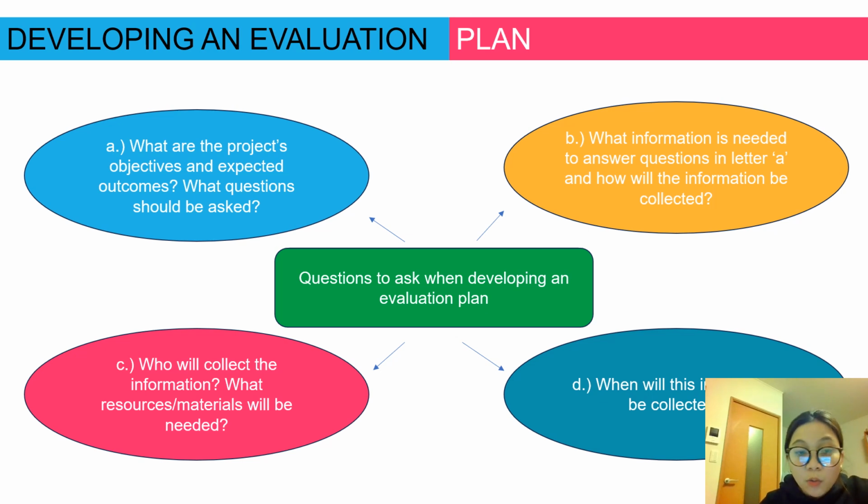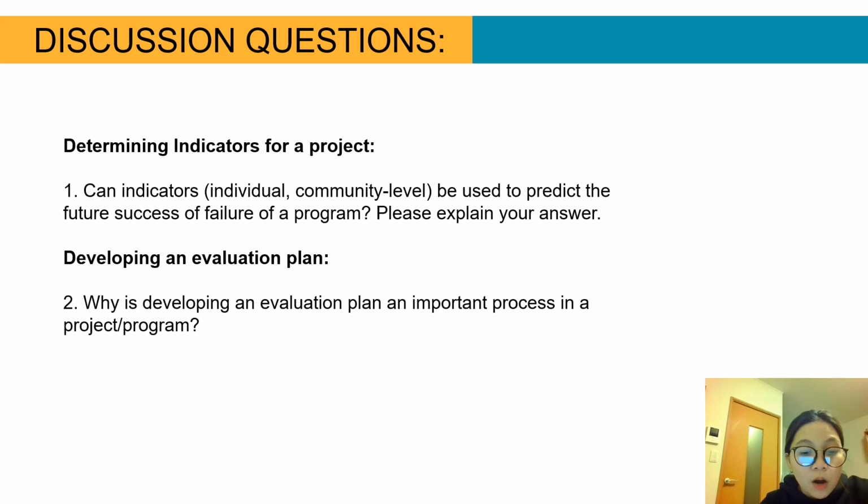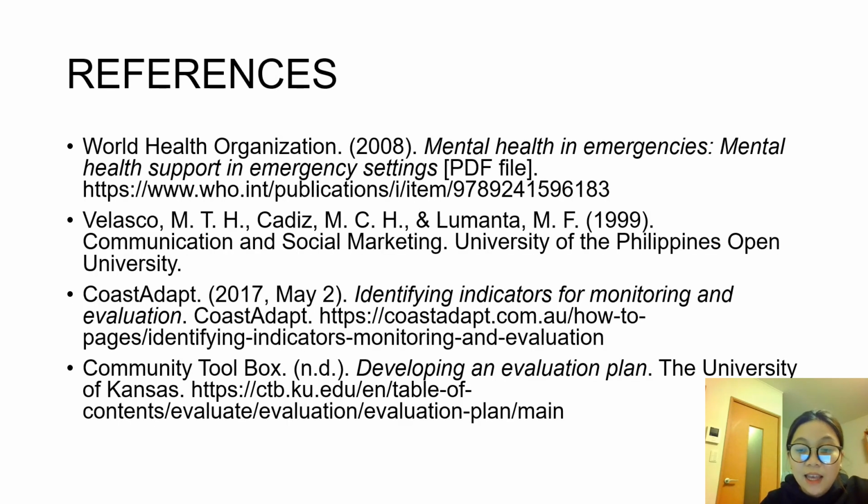For my discussion questions, I have here two questions. The first one is, can indicators like individual and community level indicators be used to predict the future success or a failure of a program? Please explain your answer. And for question number two, why is developing an evaluation plan an important process in a project or program? So here are my references, and thank you, everyone.